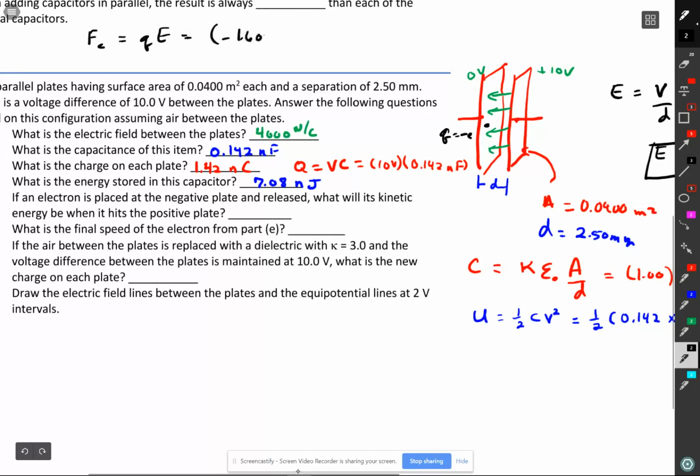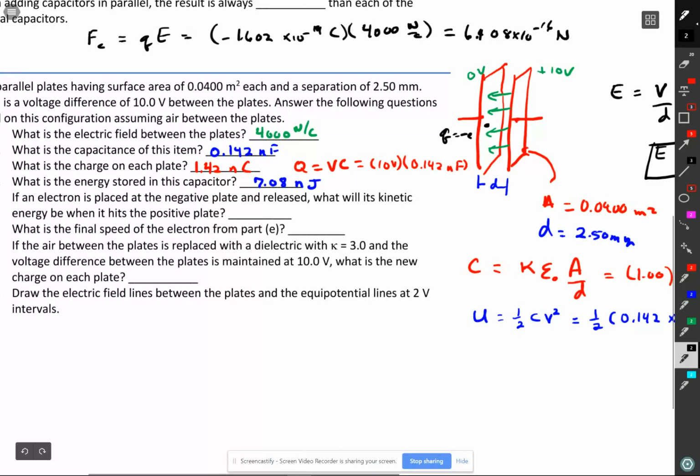The force on the electron is equal to QE, which is minus 1.602 times 10 to the minus 19 coulombs times the electric field of 4,000 newtons per coulomb. So if I just multiply those, which I did not do beforehand, that's 6.408 times 10 to the minus 16 newtons.